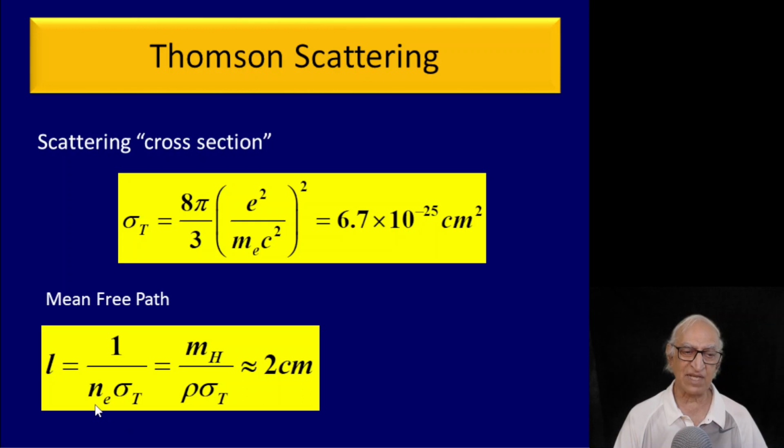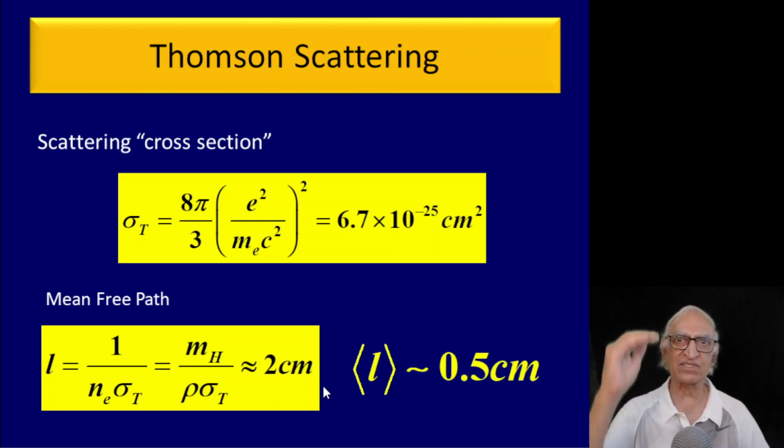You notice that the number density of electrons has to come in the denominator. The more electrons per unit volume, the more scattering, and therefore the smaller the mean distance traveled between scatterings. Similarly, the mean free path must be inversely proportional to the scattering cross section. If the scattering cross section is larger, the mean free path will be smaller. Please notice that this is the dimension of per centimeter cubed, this is the dimension of centimeter squared, therefore the mean free path has the dimension of a length, and it is approximately 2 centimeters.